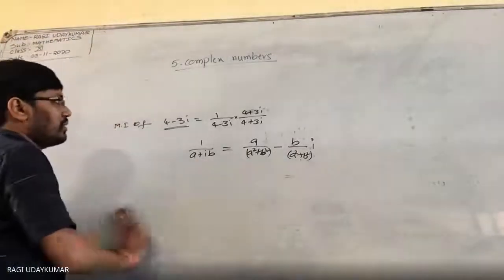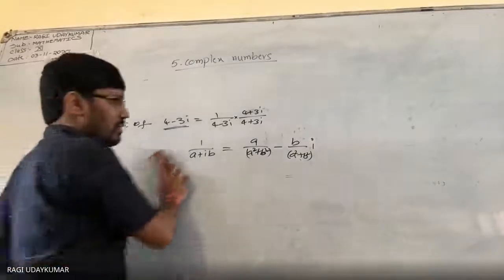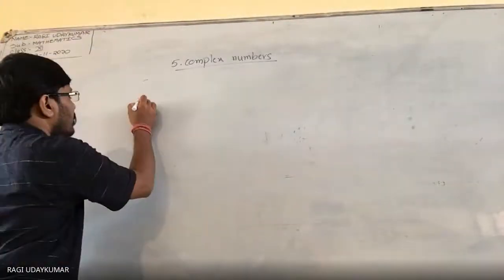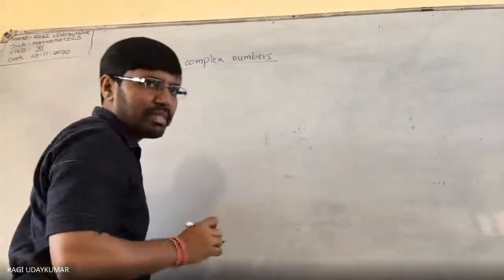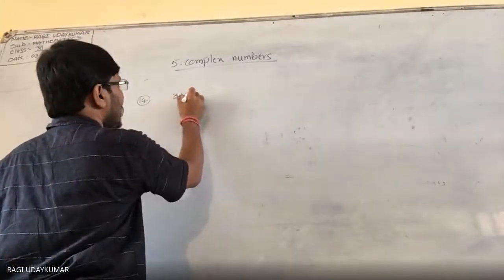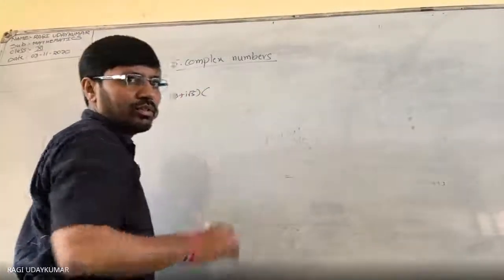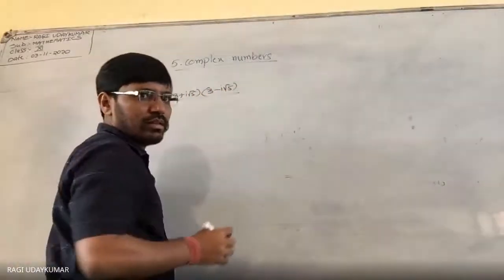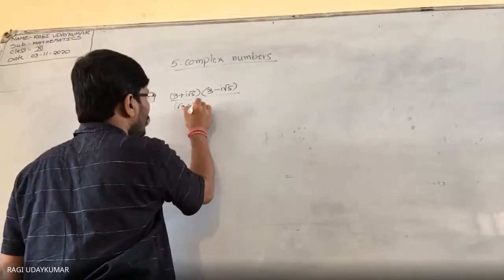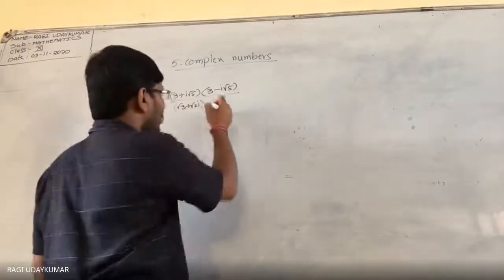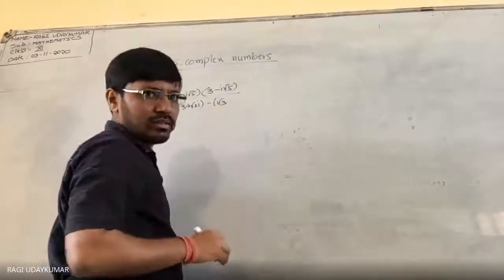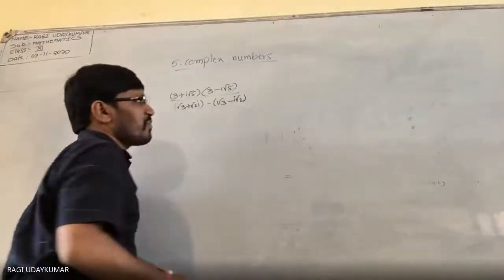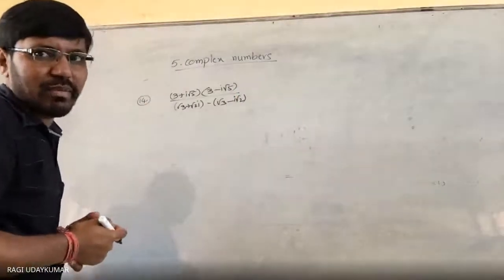So like this you can find the multiplicative inverse. It's not very difficult. And coming to the 14th problem: (3 plus i root 5) into (3 minus i root 5) by (root 3 plus root 2i) minus (root 3 minus i root 2). This is asking you to express it in the form of a plus ib.